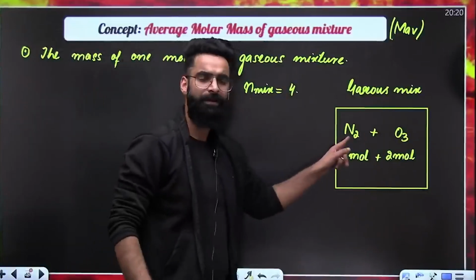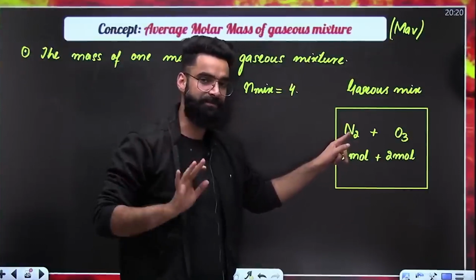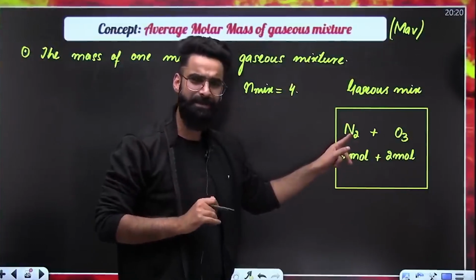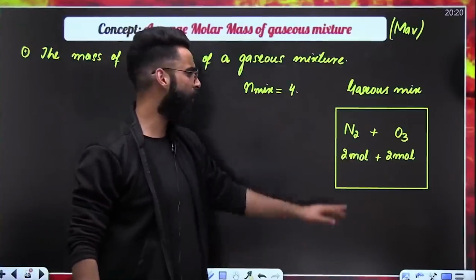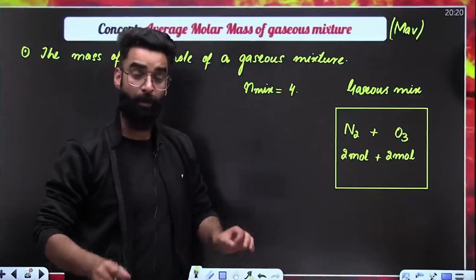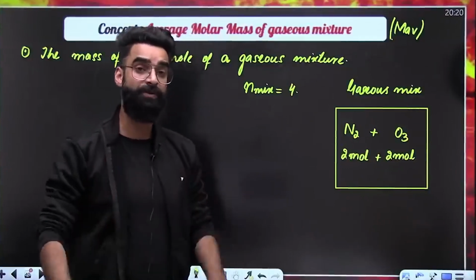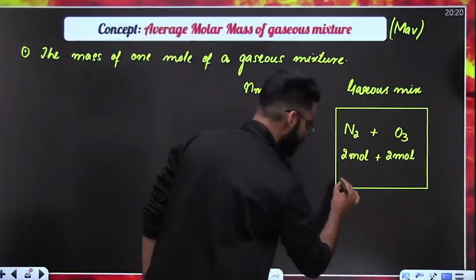See, molar mass of N2 is 28 grams, right? That means mass of 1 mole of N2 is 28 grams. But do I have 1 mole of N2 or 2 moles of N2? I have 2 moles of N2. Now, if the mass of 1 mole of N2 is 28 grams, that means the mass of 2 moles of N2 will be 56 grams, right?